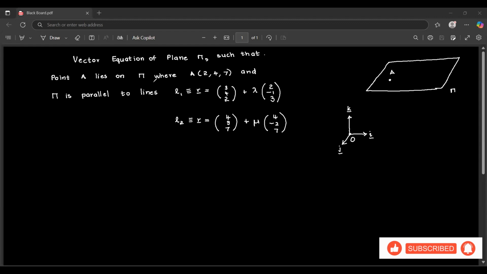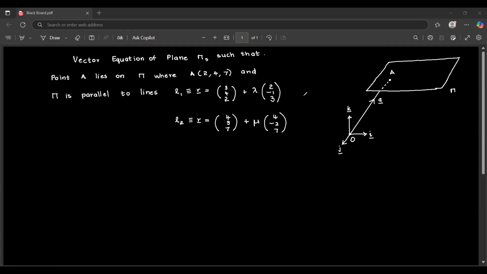And if I connect this, here you can see this is the position vector of a point on the plane, and I can say that is equal to a. So we know the vector a, or the point on the plane. That is given. And they are saying pi is parallel to lines L1 and L2.